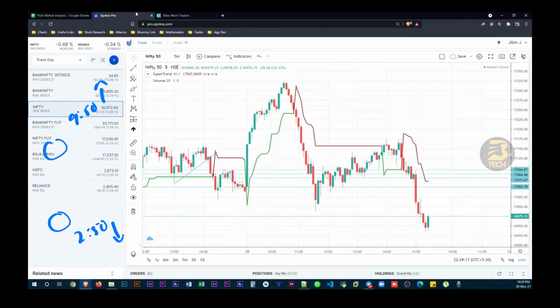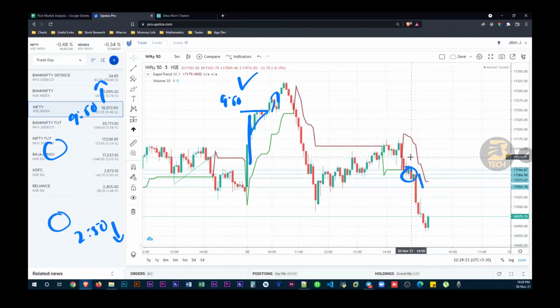So let's check our Upstox and see if these entries actually worked. From here we can see that at 9:50 there is a flag formation and also a breakout. So this entry was pretty good. Then at 2:50, this will be our bearish entry. So it was also a pretty good entry.